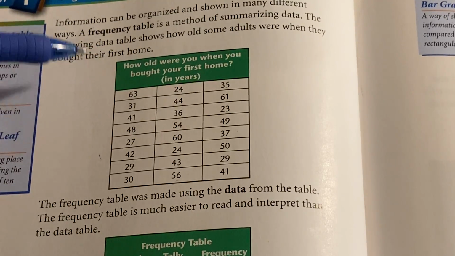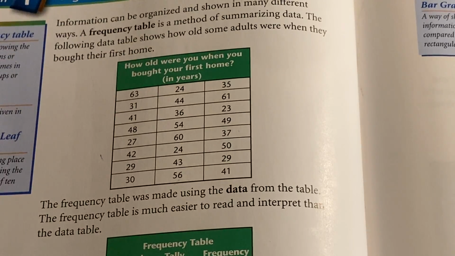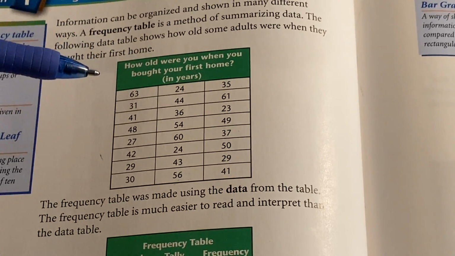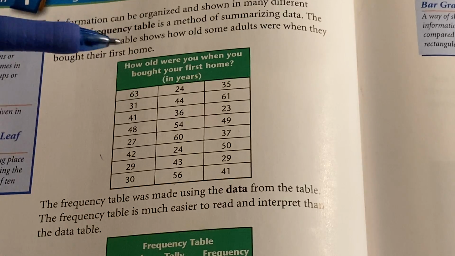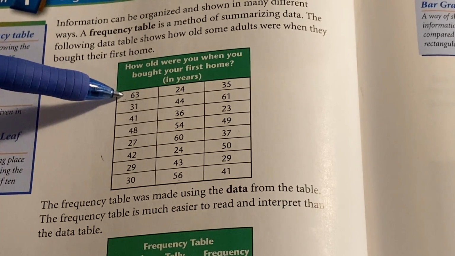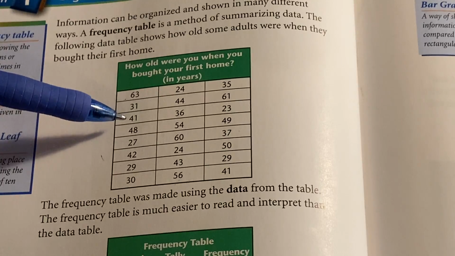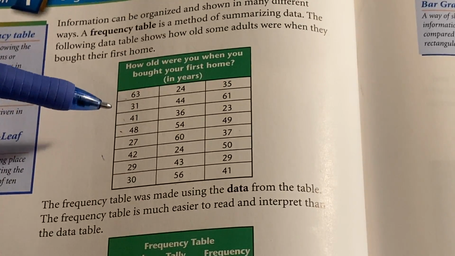So this first table, this is just what we call a data table. The information that's gathered with this table is specifically how old were you when you bought your first home, in years. So this indicates that we had one person that was 63, one person that was 31, one that was 41, one person that was 48, and so on.